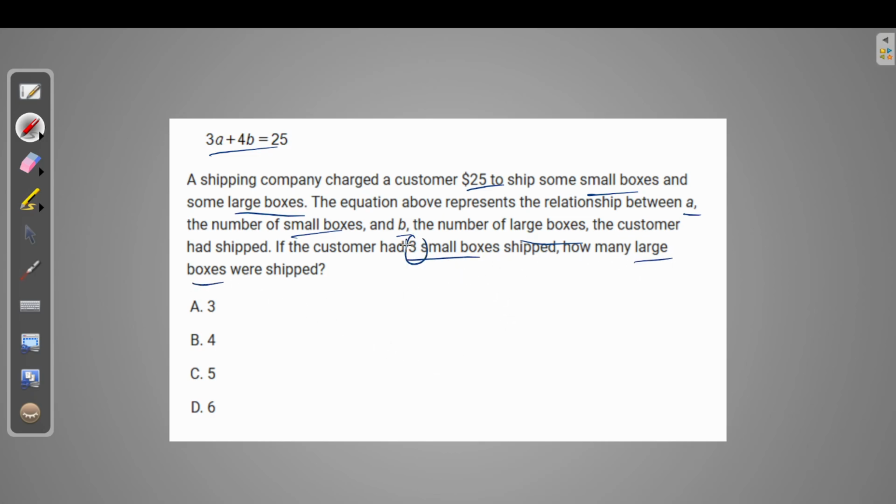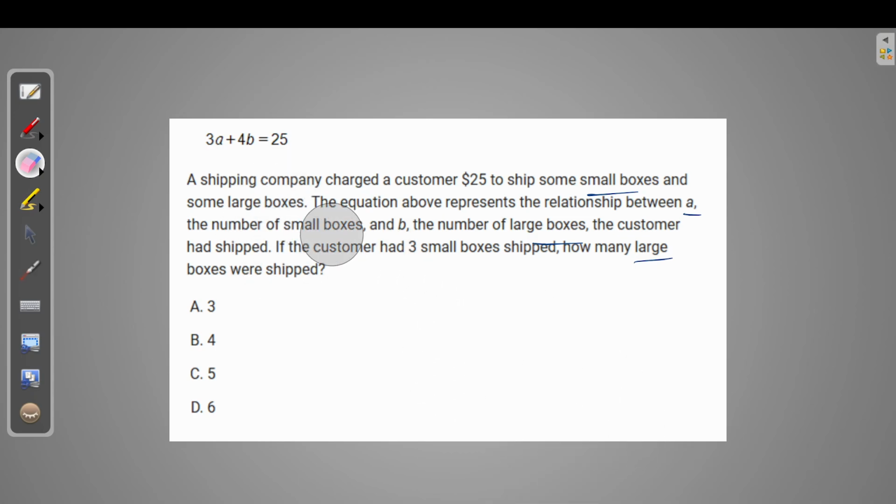If the customer had 3 small boxes shipped, how many large boxes were shipped? So there's 3 small boxes, how many large boxes? So all you have to do is substitute 3 into this equation and then try to find b for the large boxes. So 3 times 3 plus 4b, which is large boxes, equals 25. 9 plus 4b, just do some simple algebra here. 4b is equal to 16, where b is equal to 4. And so 4 is how many large boxes were shipped.